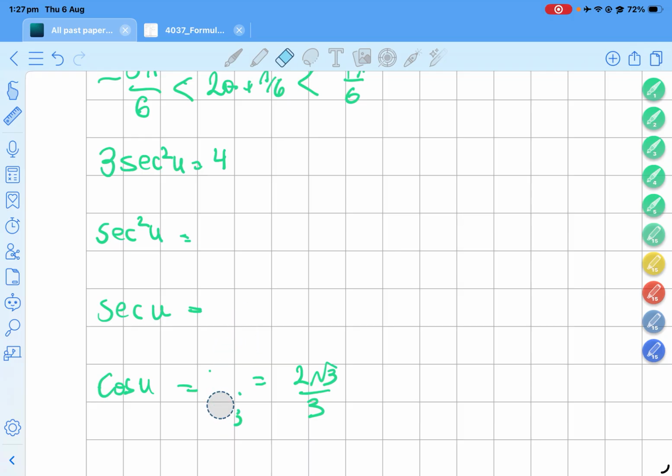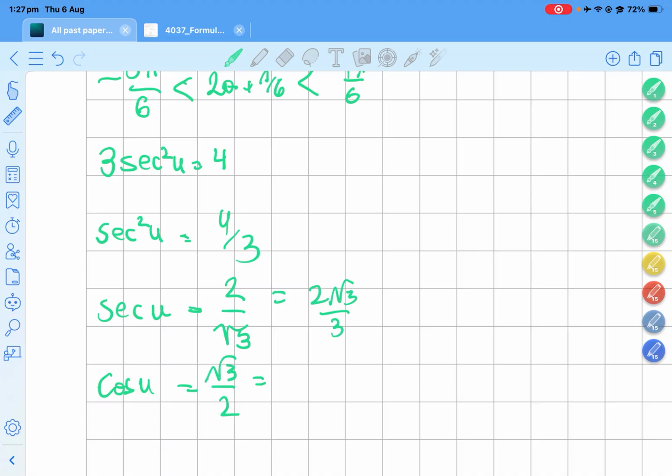All of this is just rubbish. 4 over 3. That's like 2. Wait, did the roots just change the positions? This is like root 3 by 2, I guess. Yeah. And then finally I have solutions.